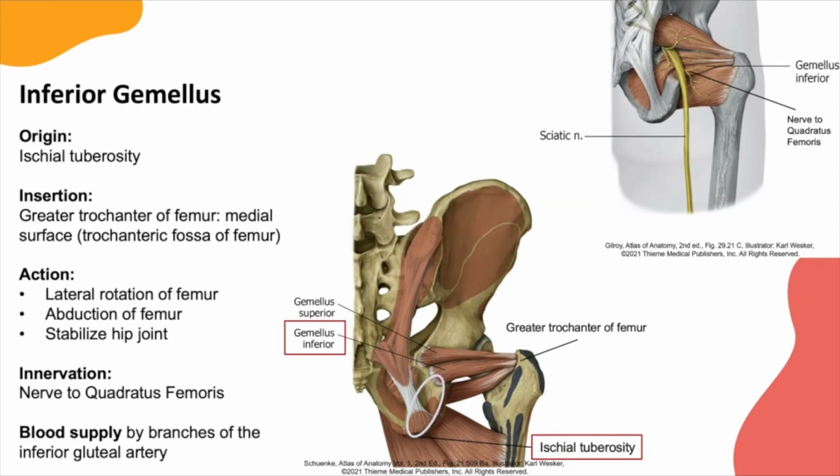Inferior gemellus originates on the ischial tuberosity. It also inserts on the greater trochanter of the femur on the medial surface. It's innervated by the nerve to quadratus femoris, and the blood is supplied by branches of the inferior gluteal artery.